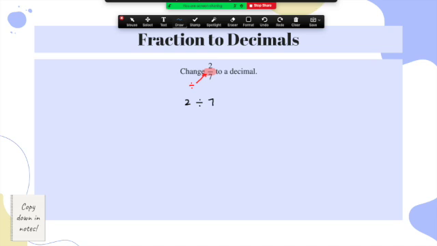If that's the case, then I can solve it by using the in and out method. The 2 is going to go on the inside, the 7 is going to go on the outside. So 7 is too big of a number. There's no number that can multiply with 7 to be small enough to get 2. So I need to add in a 0. And whenever I add in a 0, I have to make sure to bring up that decimal point as well.